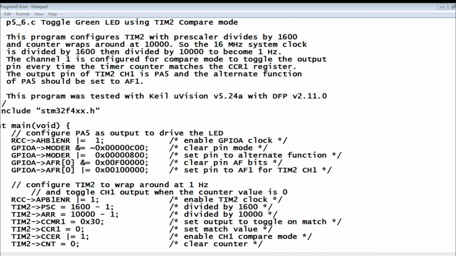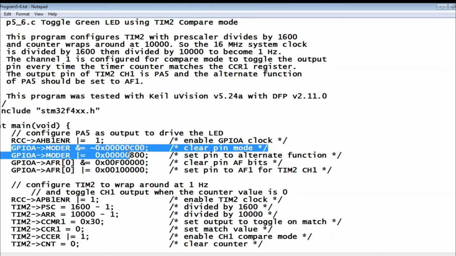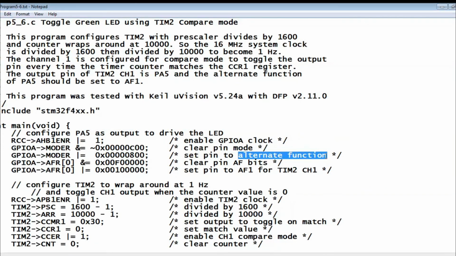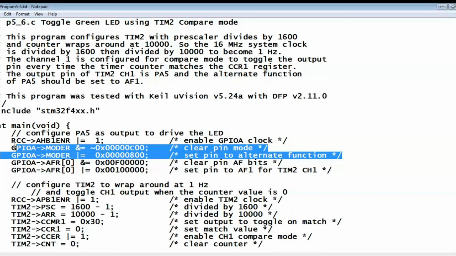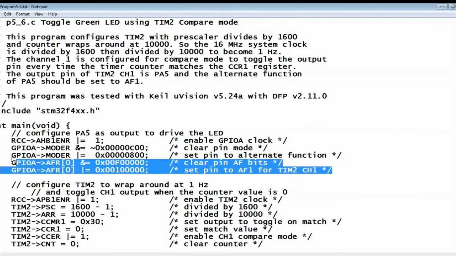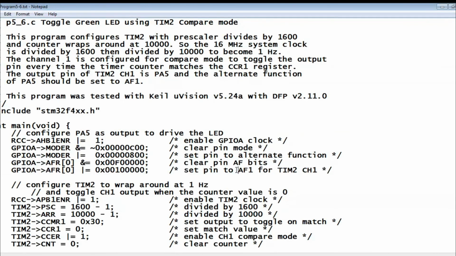So first of all, you need to enable the GPIOA clock. For that you are making the AHB1 enable register's 0th bit as 1. Then in the next two steps you are configuring alternate functionality 1 for PA5.